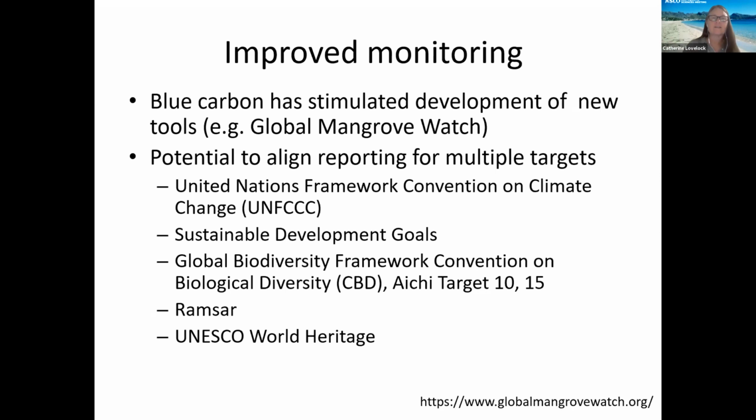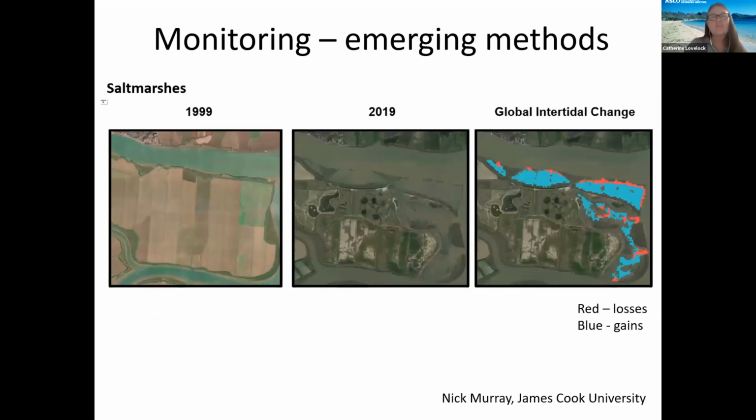conservation and restoration targets. So this is a picture of some new emerging monitoring methodologies developed by Nick Murray at James Cook University, where he's developing a global salt marsh cover, which is really exciting because currently we haven't been able to monitor what's happening to salt marsh. So you can see these images. This is from a site in the UK, 1999, agricultural fields, and 2019, they're transitioning into coastal wetlands of different types. And you can see in the global change map that blue is gains in coastal wetlands and red is losses. So that's sort of exciting new developments.